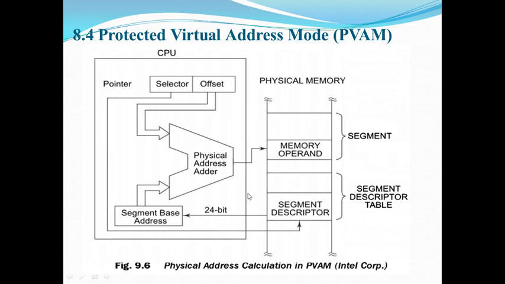So this is how the physical address calculation takes place. Here the selector, out of 24 bits, takes 16 bits in order to select a particular segment, and the offset value is added to the segment base address to get the physical address. On this basis, the memory operand, instruction or segment to be loaded is calculated. This is a different task from the calculation of the physical address in the real addressing mode.